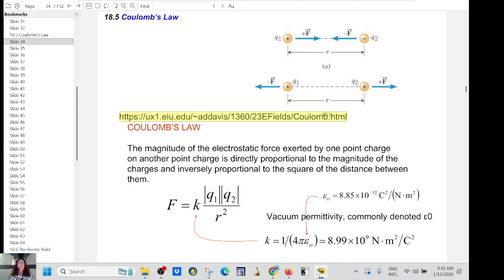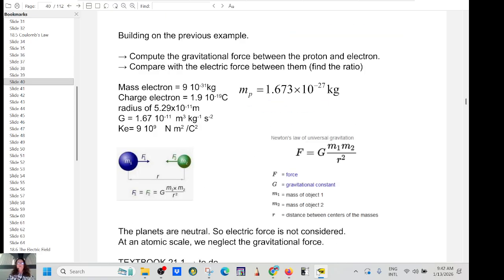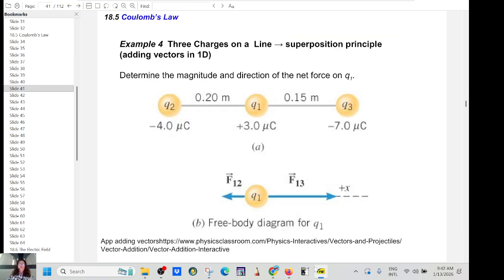And then I told you to review vectors. I've said it at least 3 or 4 times, I don't know. Okay, so let's do this one together. It should not take too long. You can help each other.